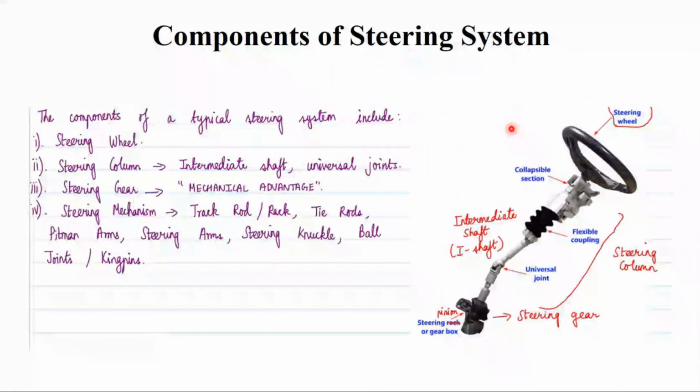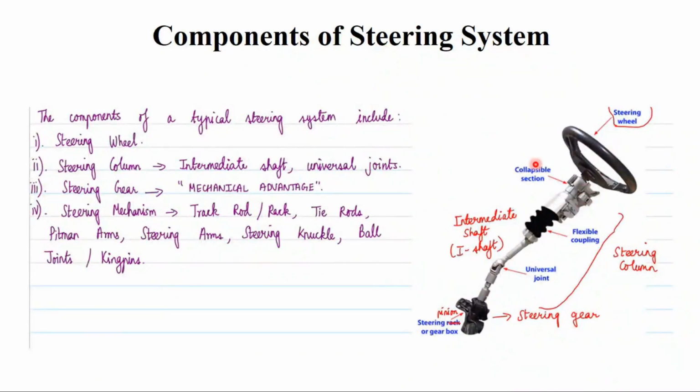These are typical components of the steering system. First is the steering wheel, and next is the steering column, which consists of the intermediate shaft and the universal joint. And you have the steering gear, which provides the mechanical advantage, which is nothing but the ratio of the force required, the input, to that of the output.